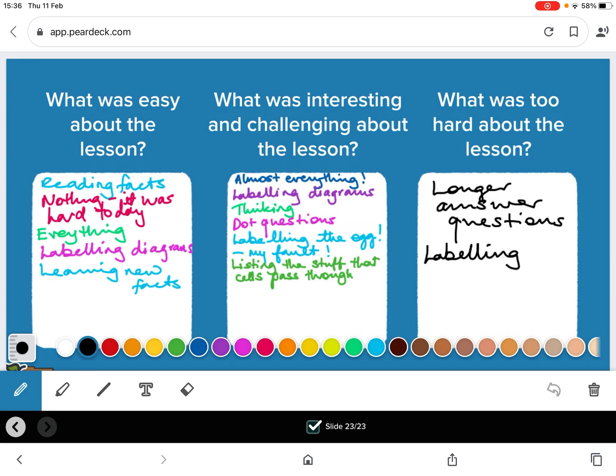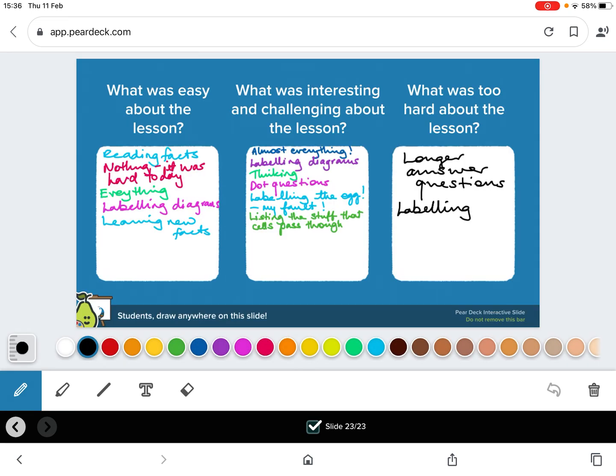And then the last slide today asked you, it was thinking about thinking. So metacognition is something we often talk about in lessons. Things that some of you found easy: reading, nothing, everything, labeling diagrams, and learning new facts. Nothing and everything were not very clear answers. It didn't really help me know which parts, which content in the lesson you found easy.